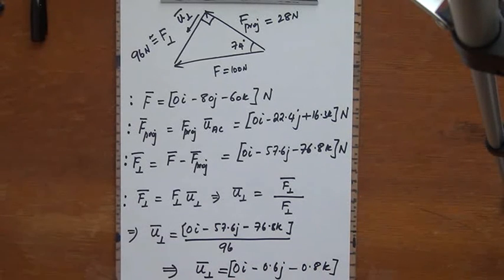Unit vector does not have any dimensions, and this is quite valid from the fact that F perpendicular is measured in newtons, magnitude of F perpendicular is also in newtons, and so the units cancel themselves off. Alright, and just to give a brief review of what the problem was asking us to do.